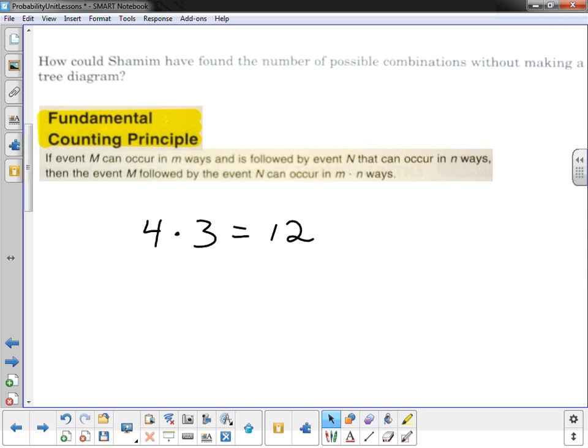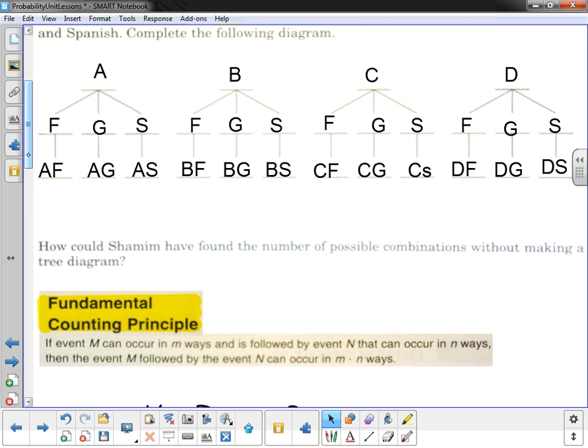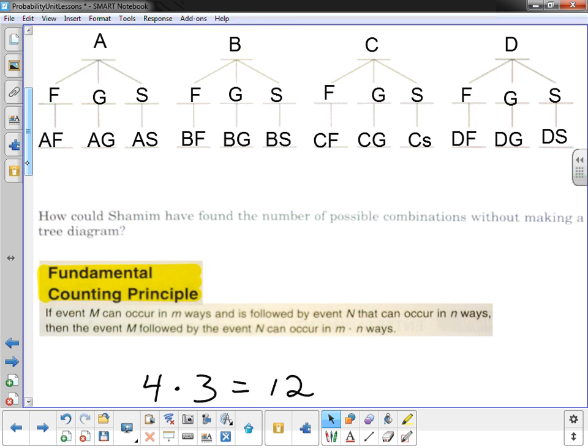Now, the advantage of this is we know how many outcomes we can have. The advantage of the tree is that we can see what those outcomes are. We can see that we have 12 outcomes and see what they are. So if I need to see what they are, I want to do a tree. If I just need to know the total outcomes, then the counting principle will work.